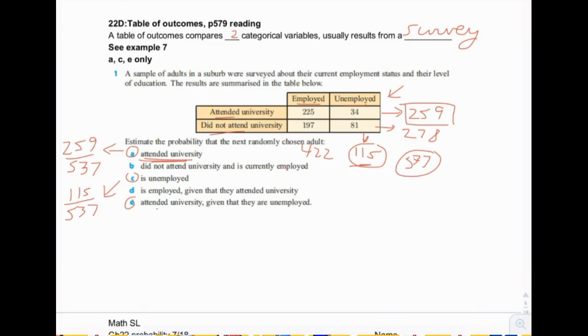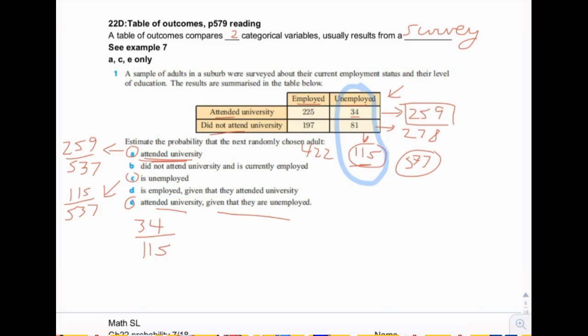What about attended university given that they are unemployed? Given that they are unemployed. So the first thing we're going to do is we're only going to consider the unemployed people because they said given that the person is unemployed, we are discarding the employed people. So what's left? What is the probability that the next person went to university if we know he's unemployed? It will be 34, the number of people who attended university, divided by a total of 115 for unemployed. So that would be the fraction for E.